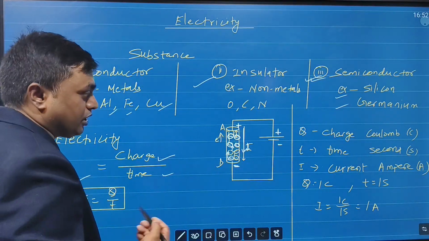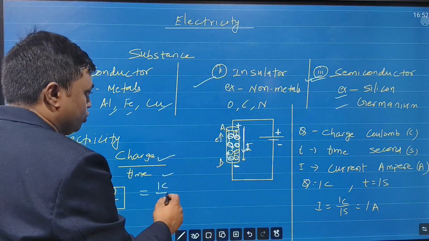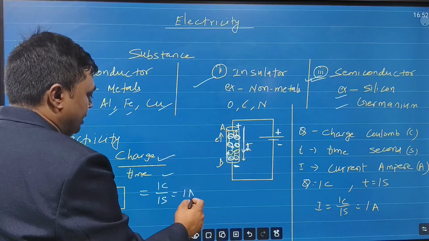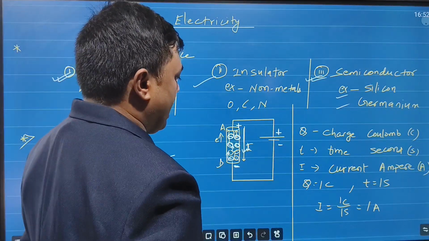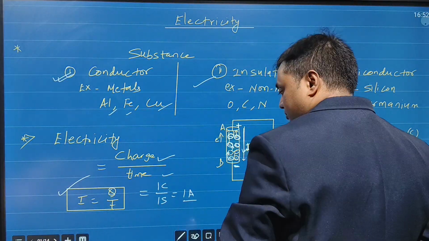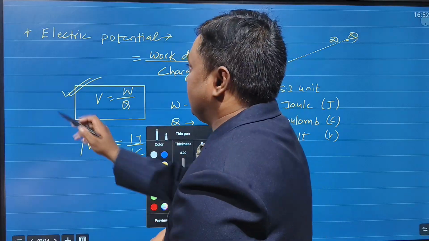And the SI unit of charge is what? A coulomb. And time is second. So suppose 1 coulomb of charge flows for 1 second, then current is said to be 1 ampere. Is it clear? So the SI unit of current is ampere, a coulomb per second.